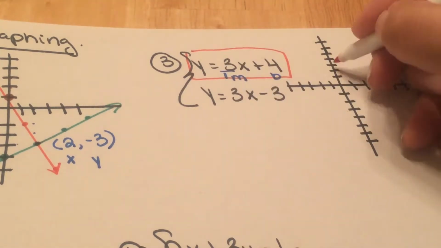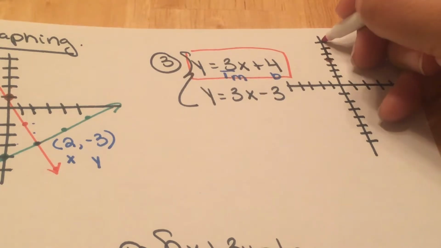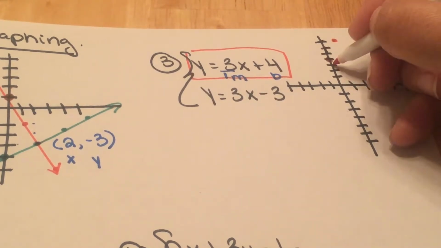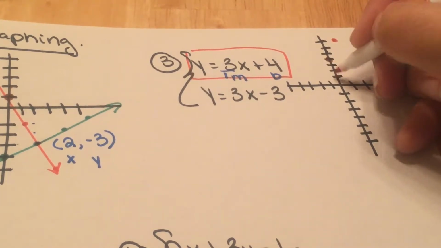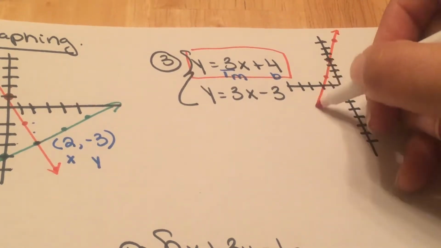I'm going to start at 4. And then I'm going to rise 3 and run 1. And because I can, I'm going to go down 3 and to the left 1. And we're going to make this line.